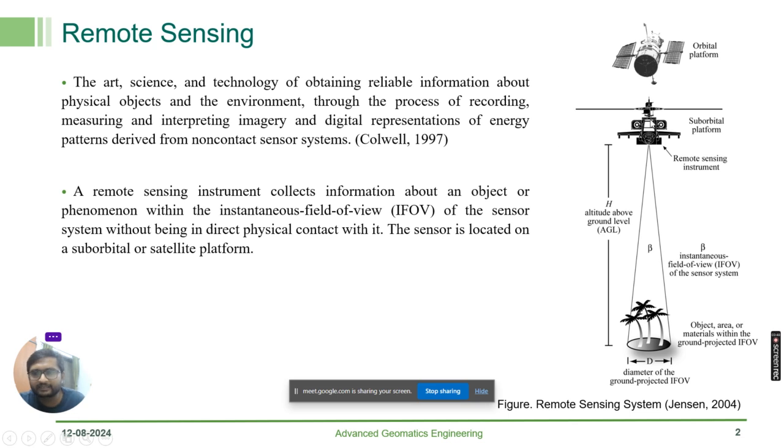Here you can see there are different platforms. Let's say one platform is an aeroplane, which can sense the trees below it. Then we have satellites, which monitor the entire Earth without physical contact with the objects, features, or phenomena.